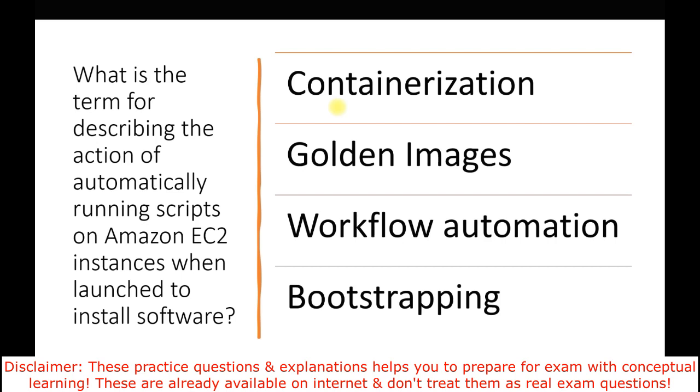What is the term for describing the action of automatically running a script on Amazon EC2 instances when launched to install software? The options are containerization, golden images, workflow automation, and bootstrapping. Let's understand one by one. Containerization is a process where we convert our application into containers. We can create these containers through Docker or other container runtimes, and there are other containerization platforms or tools. Next, golden images are snapshots of a pre-configured EBS volume that can be used to launch new instances. Workflow automation is a process of orchestrating automated actions.